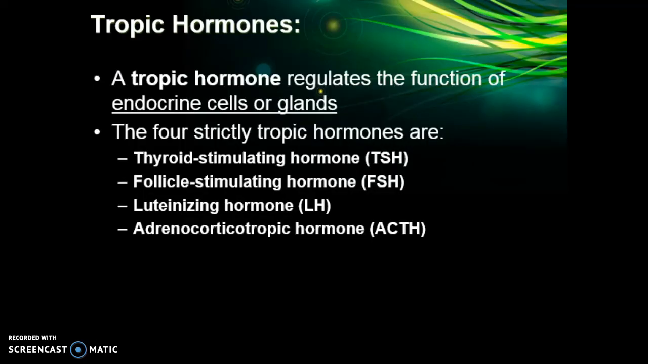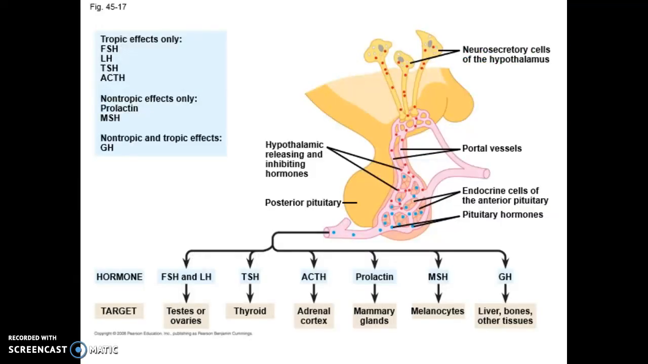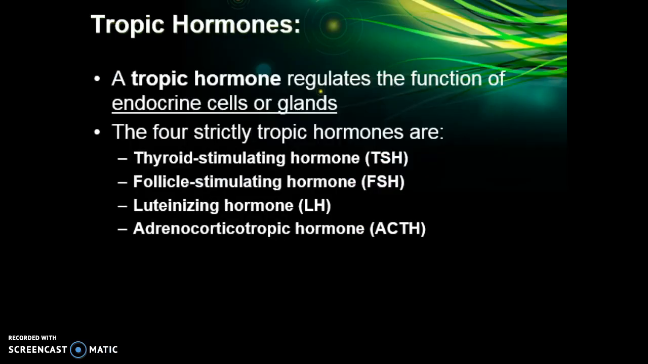So, tropic hormones. Let me go back a slide. Notice here we've got tropic effects, non-tropic effects. There was a metabotropic term on our last test that I got rid of. Tropic hormones are going to regulate the function of cells or glands, endocrine cells or glands. So they're hormones that control the hormone system, if that makes sense. TSH, FSH, luteinizing hormone, ACTH, those are all examples of hormones that act upon the endocrine system.